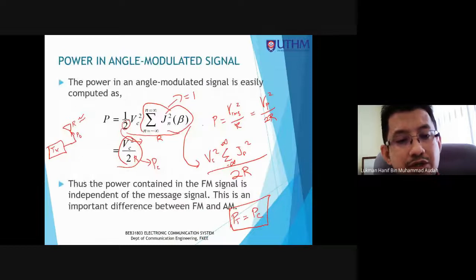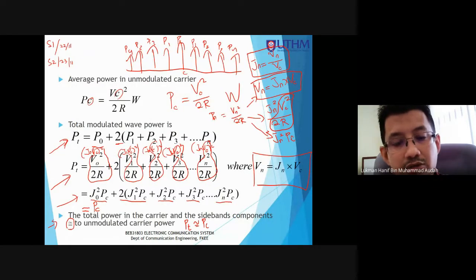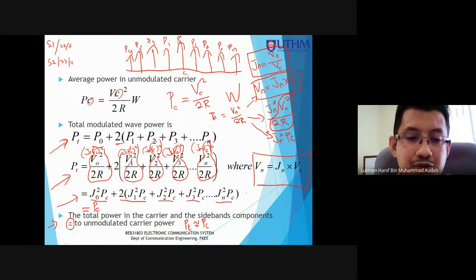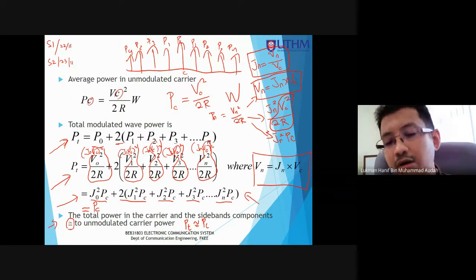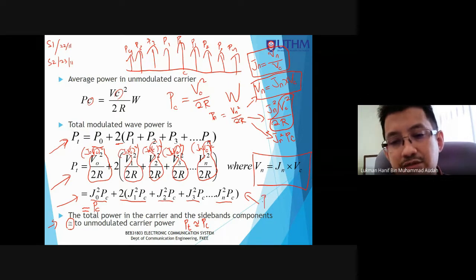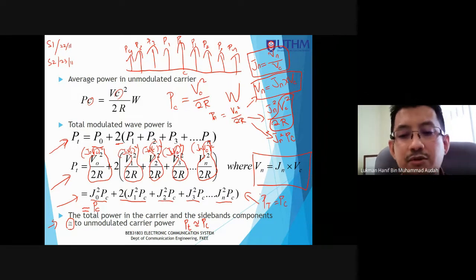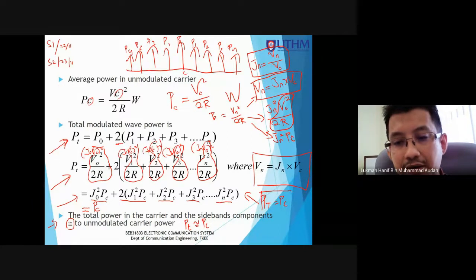Okay, so you might wonder, kalau dalam exam, which one should I use? The long equation or the short equation? So kalau you tanya saya, which one should I use in the exam? Should I use the long equations, or can I use PT equal to PC? Okay. So the answer is yes, you can.